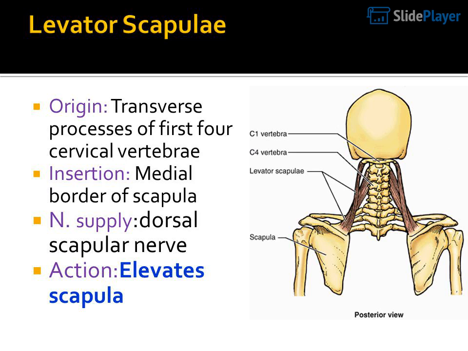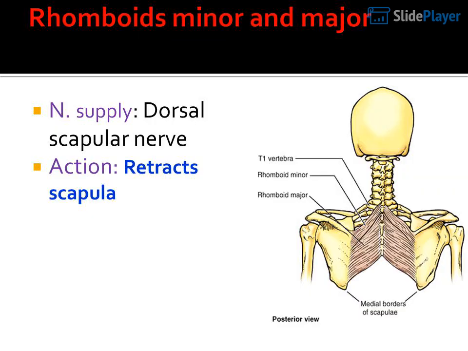Origin, transverse processes of first four cervical vertebrae. Insertion, medial border of scapula. Nerve supply, dorsal scapular nerve. Action, elevates scapula. Rhomboids minor and major. Nerve supply, dorsal scapular nerve.